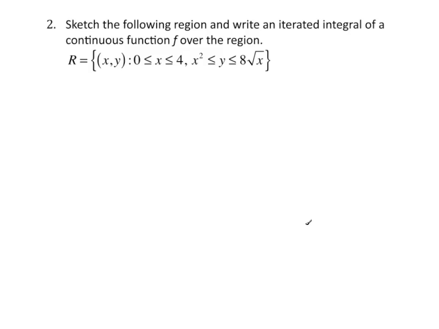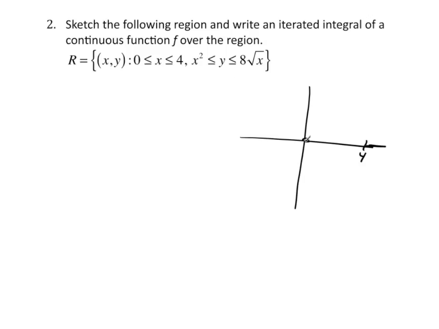So I want to sketch the following region and write an iterated integral of a continuous function f over the region. It's just like a problem we just got done doing. The region is different, so I need to think in terms of what this region is. Well, x goes from 0 to 4, and then y is between x squared and 8 times the square root of x.